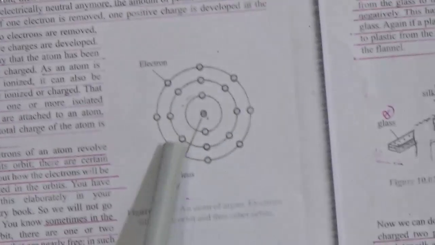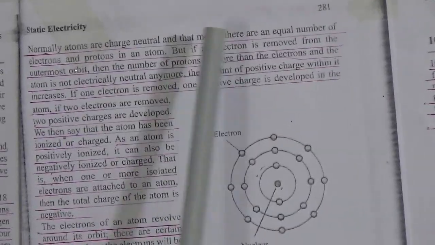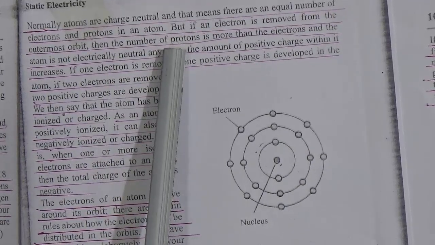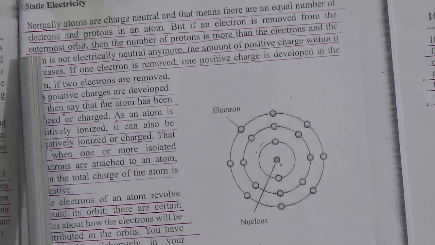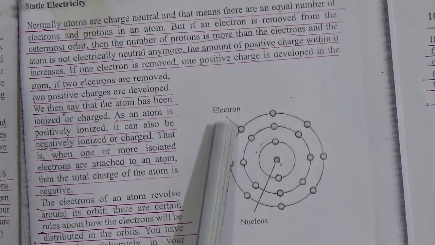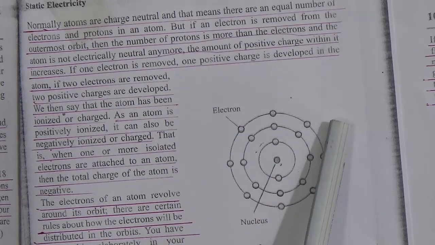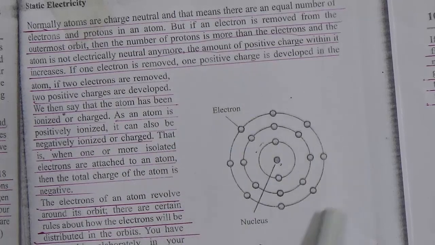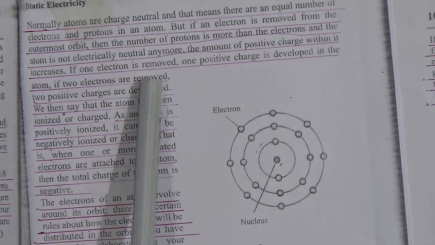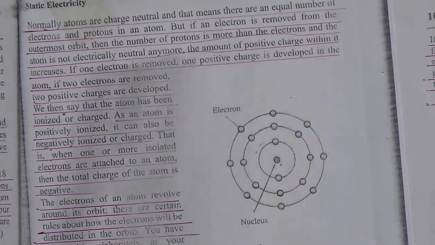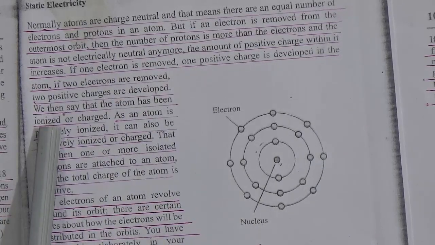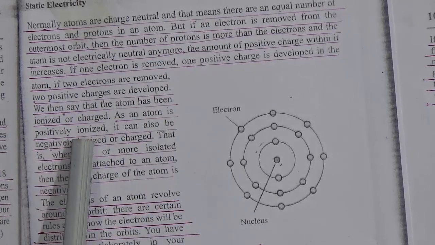Now go to the next page. Normally atoms are charge neutral, meaning there are an equal number of electrons and protons in an atom. But if an electron is removed from the outermost orbit, then the number of protons is more than the electrons, and the atom is not electrically neutral anymore. So the amount of positive charge within it increases. If one electron is removed, one positive charge is developed in the atom, and if 2 electrons are removed, 2 positive charges are developed. So we say the atom has been ionized or charged.